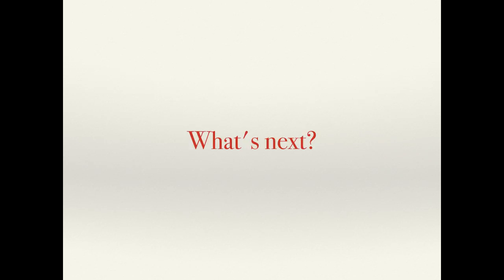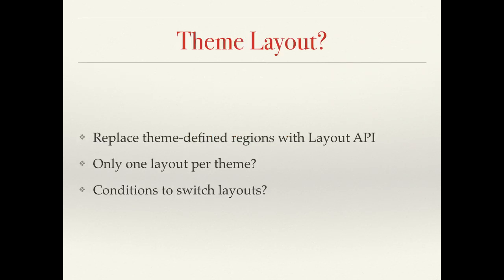So what's next? This is where the audience participation increases. So basically, whatever you say, I'm going to think about and then maybe put in the core someday. Like, that's the idea here. So one idea that's already been proposed is theme layout, or naming to be decided upon later. Basically replacing defining your regions in your theme info file with the layout API.